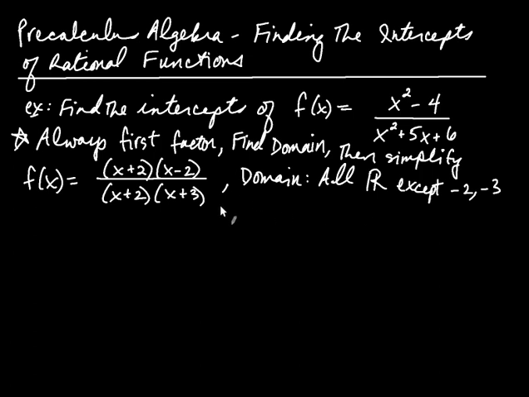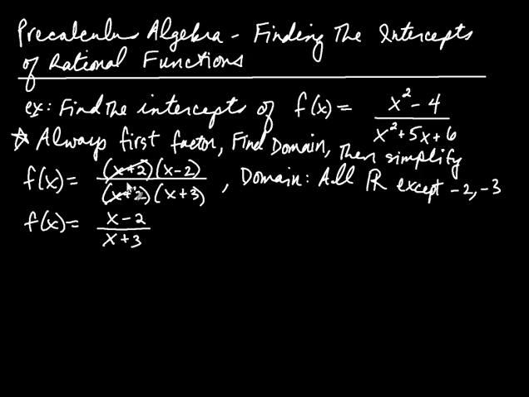Now once you've found the domain, then you simplify. You can simplify here by canceling, right? So you cancel the x plus 2's, and you end up with this function, f of x is equal to x minus 2 divided by x plus 3.